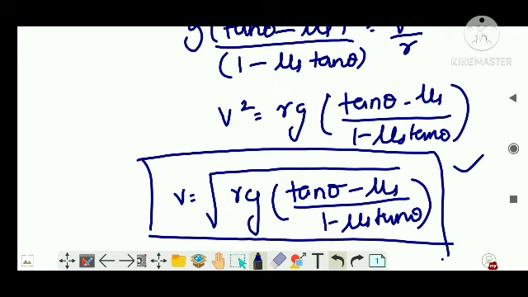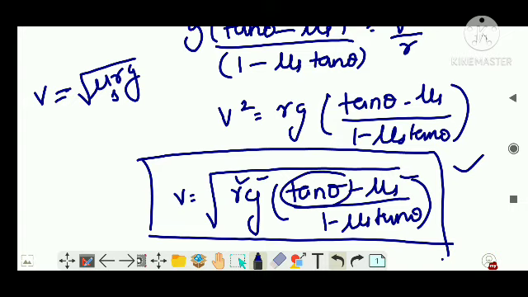So see, initially what was the equation for maximum velocity in the case of a normal level road? It is root of mu s rg. So here also there is mu s and there is rg. Just what I can say, the angular section has been included.